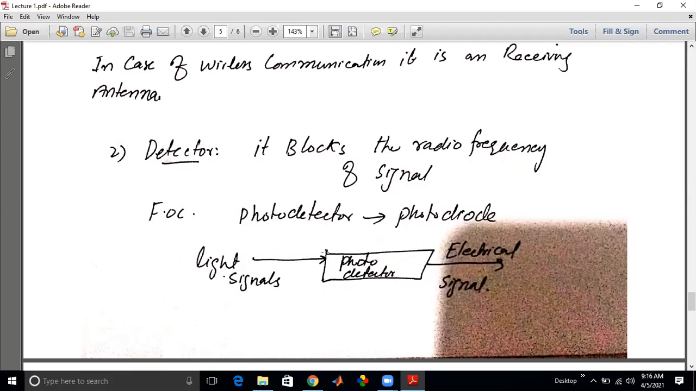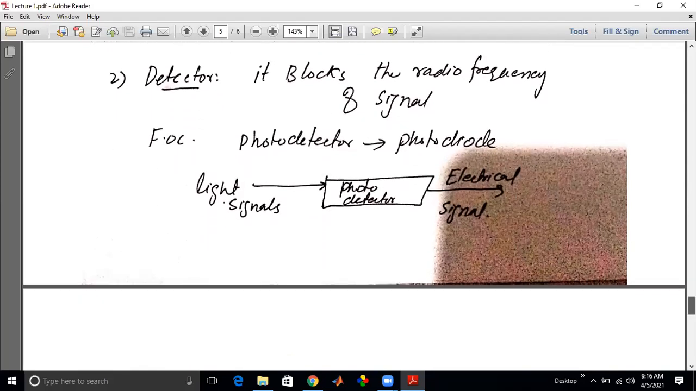And its photo detector behaves like the PN junction diode used in the PV system.